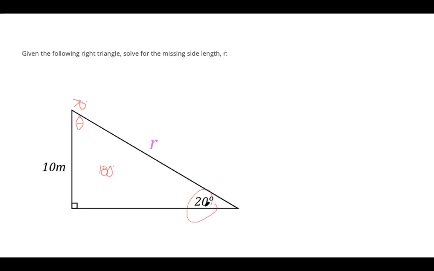So in relation to this angle, this will be the opposite side. This will be the adjacent side. And this will be the hypotenuse. And I know that because it's the longest side. We don't know what the value is, but you can tell that this will be the longest side in this right triangle. So since I know the opposite and the hypotenuse, what mnemonic can I use?